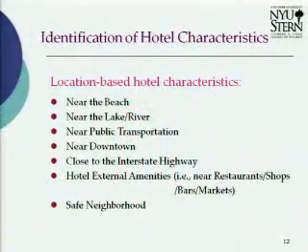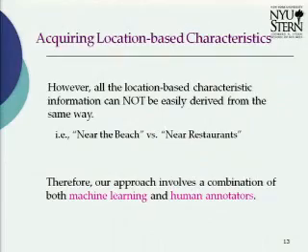And for location-based, it contains 7 in this category: near the beach, near the lake or river, near public transportation, near downtown, near interstate highway, and hotel external amenities. This refers to, for example, near restaurants, near shops, near bars or markets or any other attractions, and also safe neighborhood. And after we identify location-based characteristics, similarly, we want to collect the corresponding data.